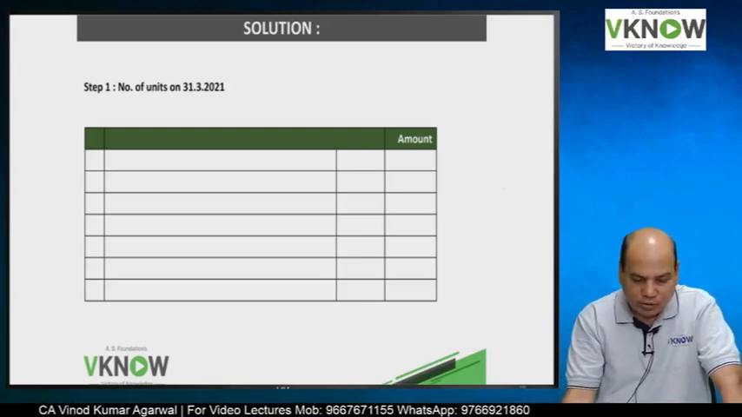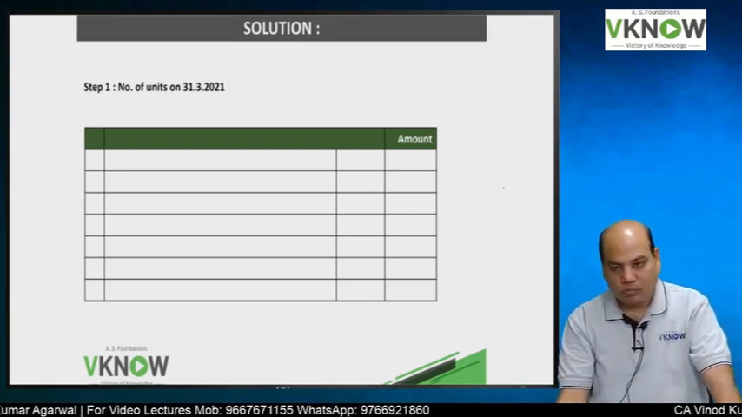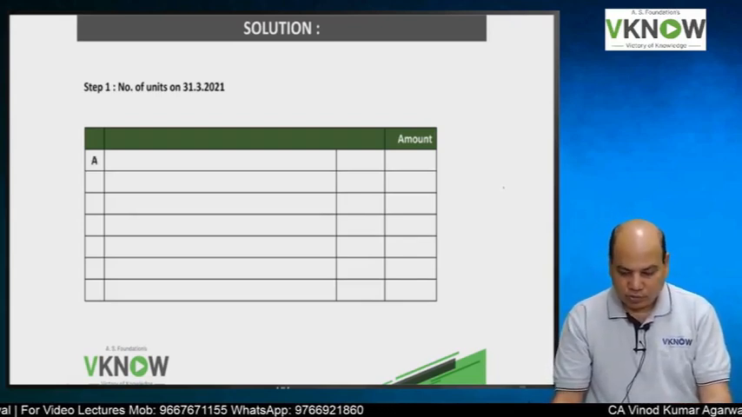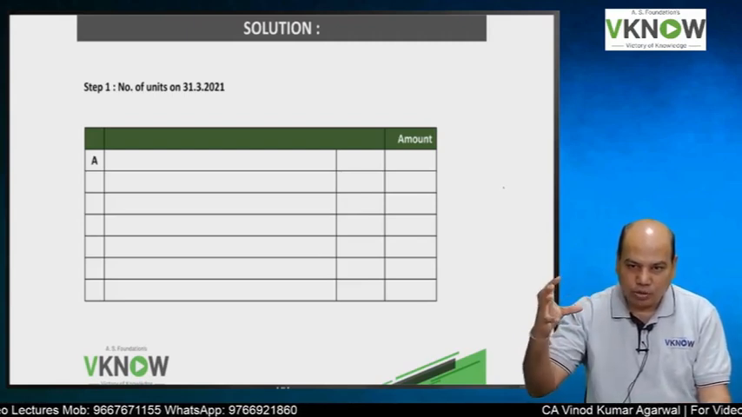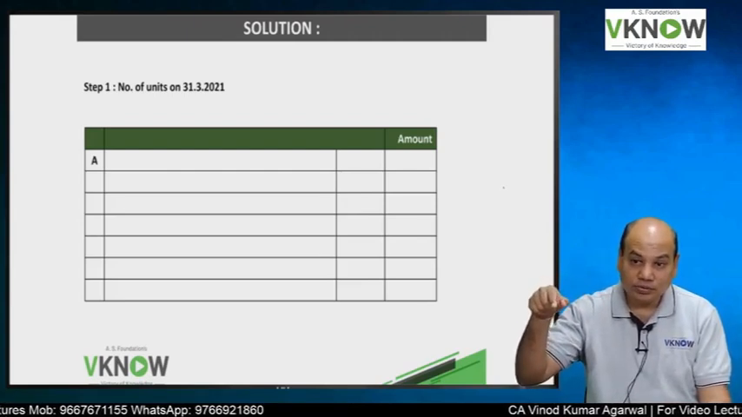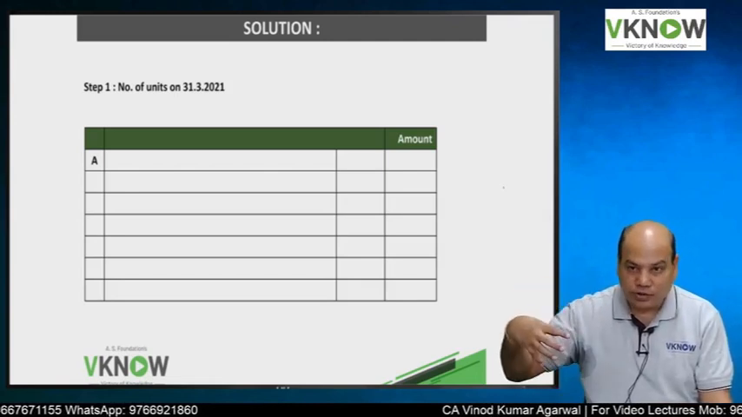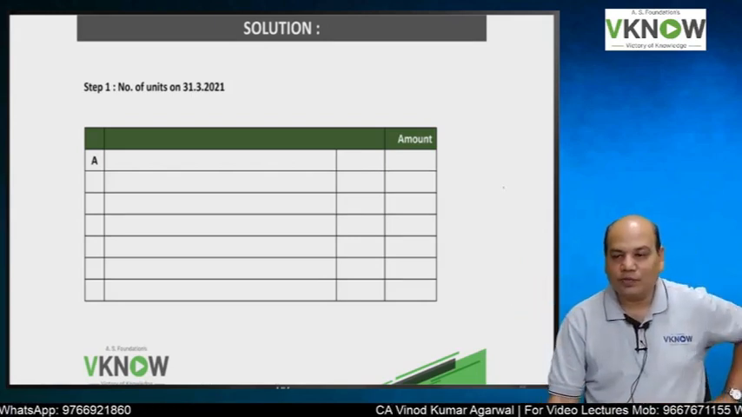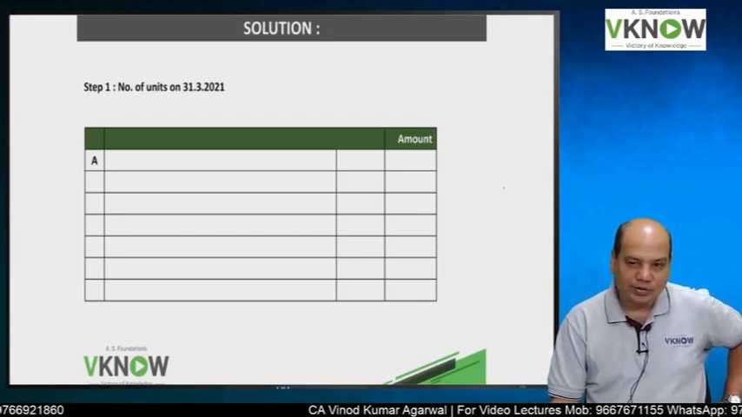So first I will find out the number of units on 31st March 2021. We know the value of our investment. We know the NAV per unit. Value divided by NAV per unit can give you the number of units on 31st March. Then you do reverse working and calculate the number of units at the beginning, and then you can compute the NAV at the beginning also.